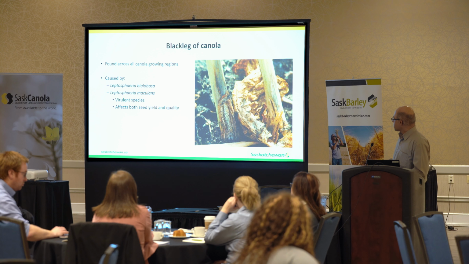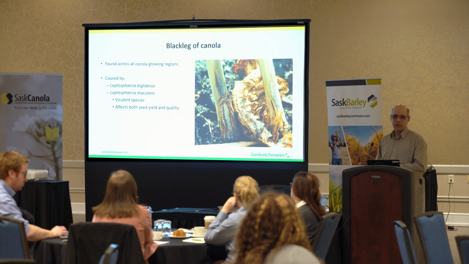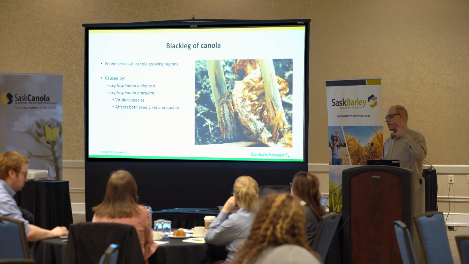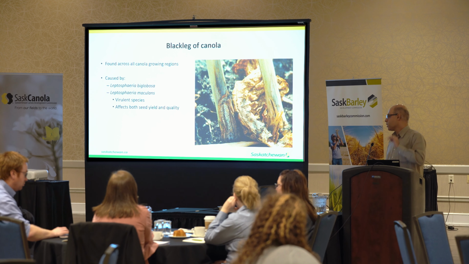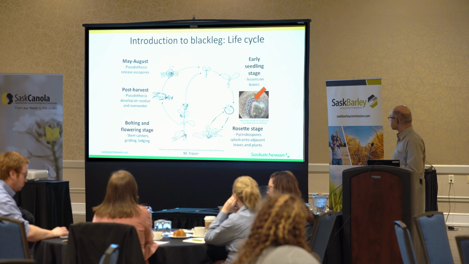So blackleg is caused by 2 pathogens. Leptosphaeria globosa is a weak pathogen. We are not worried about that. They just can cause superficial lesions on the stems. The big guy is Leptosphaeria maculans. This is the virulent pathogen. This is the pathogen that causes base stem canker, and you see blackening of the cross section. This is Leptosphaeria maculans, and it can impact both seed quality and yield.